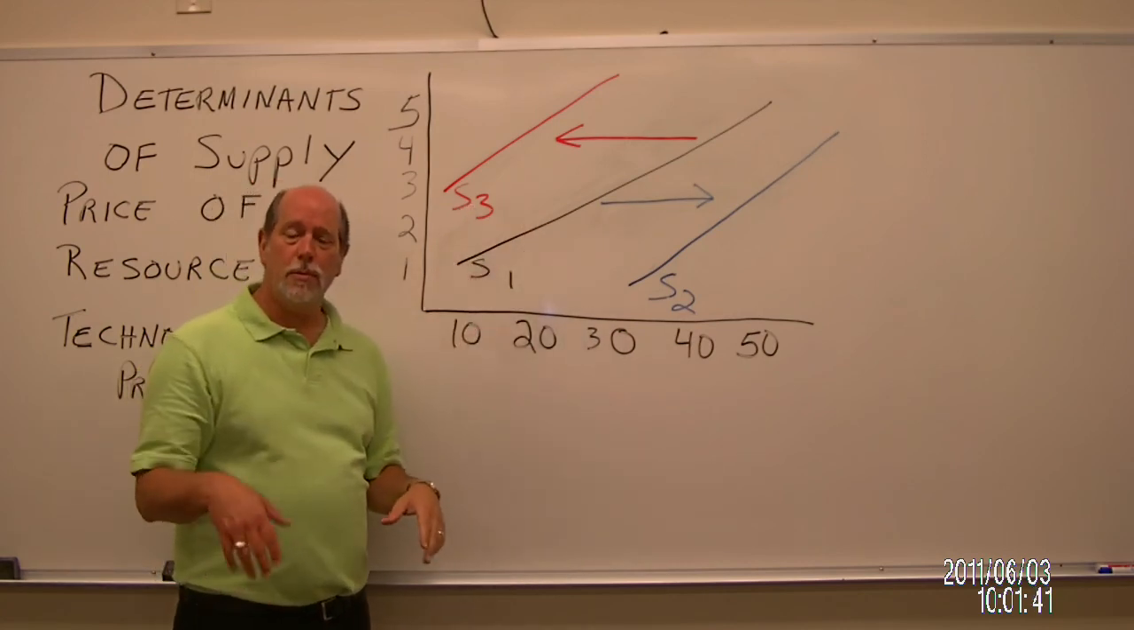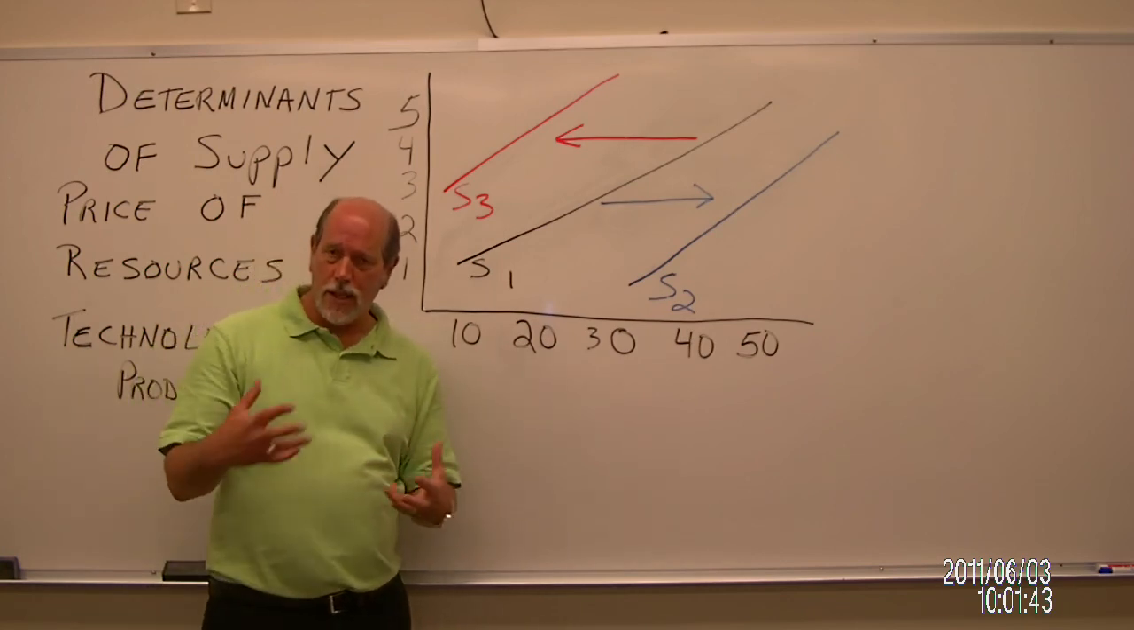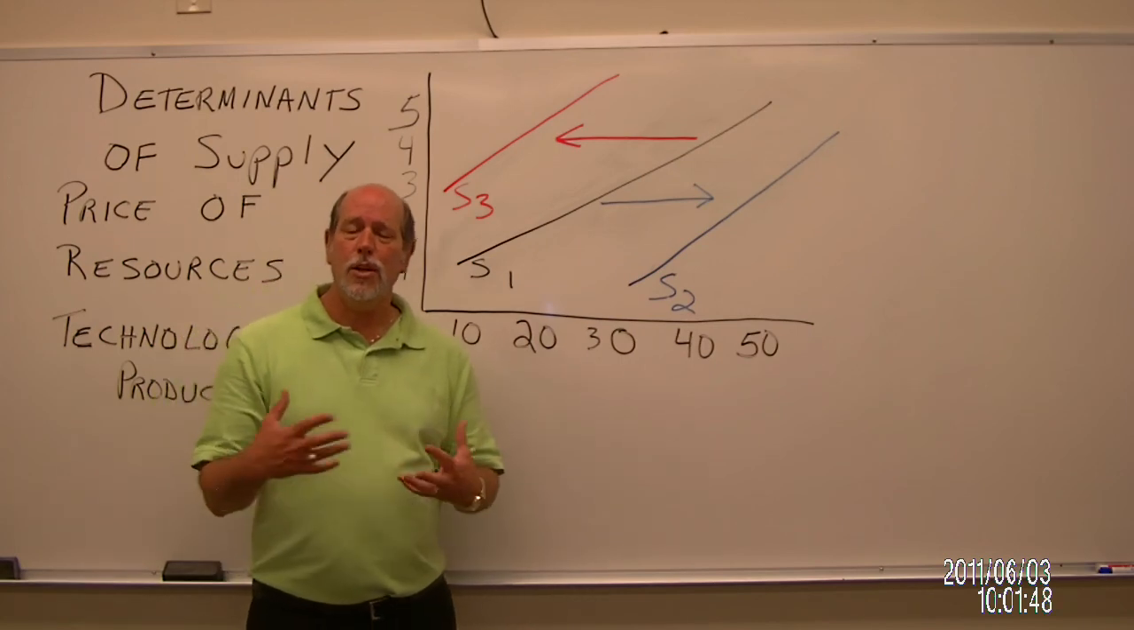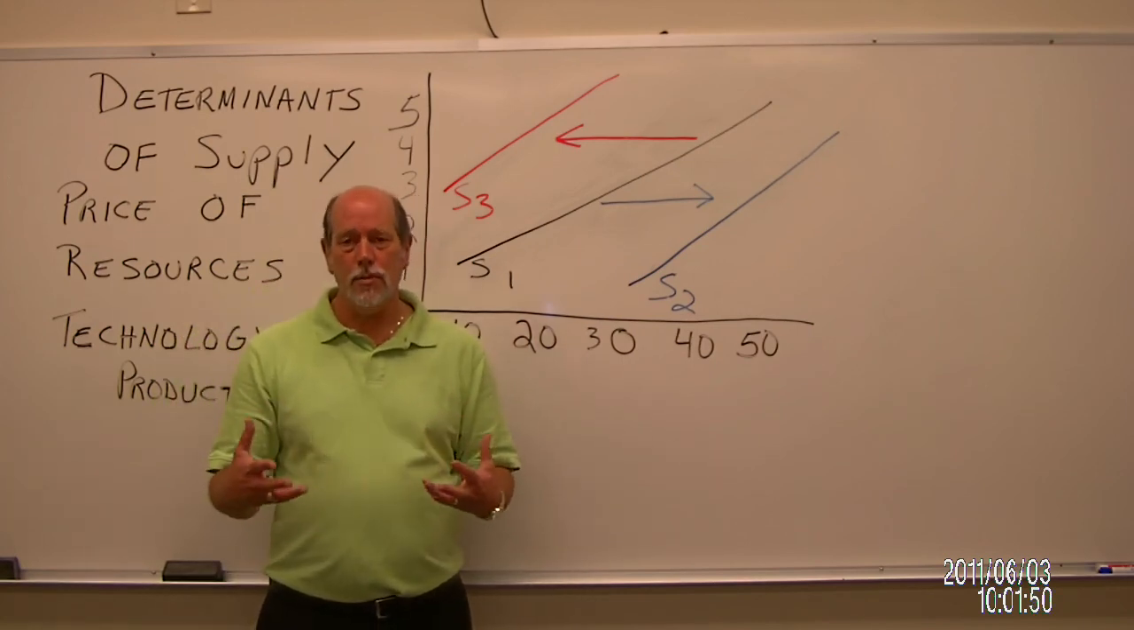Well, determinants of supply, price of resources, productivity, technology. Take a look back through your book about that, and in a minute we're going to pick up a couple other of those determinants of supply.